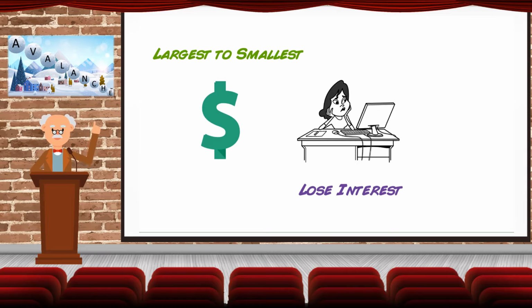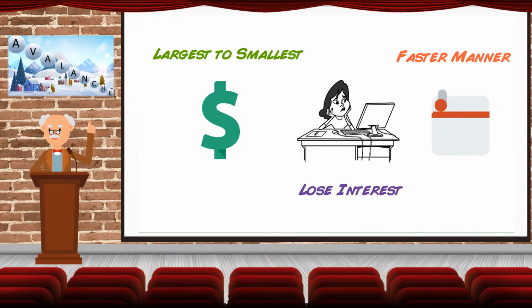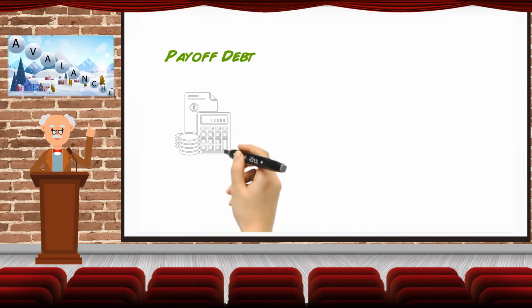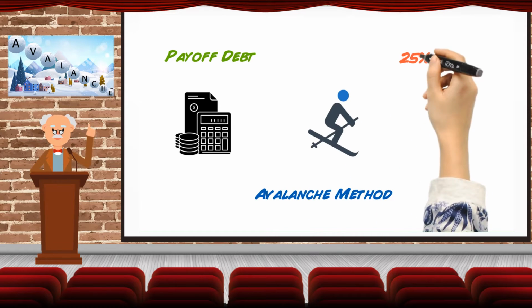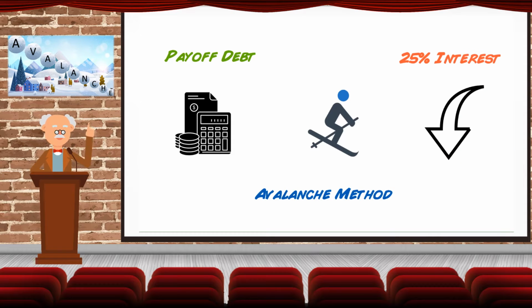The snowball debt reduction method is great, but it may not be the best for those individuals who want to pay off debt in a faster manner. If you prefer to pay off debt at a faster rate and have the discipline to do so, then the solution is known as the Avalanche method. The Avalanche method is a way to get rid of your debt load by paying off the debt that has the highest interest rate first.